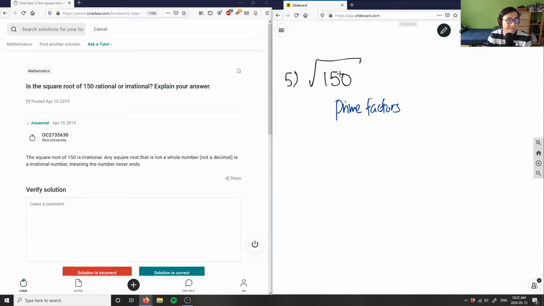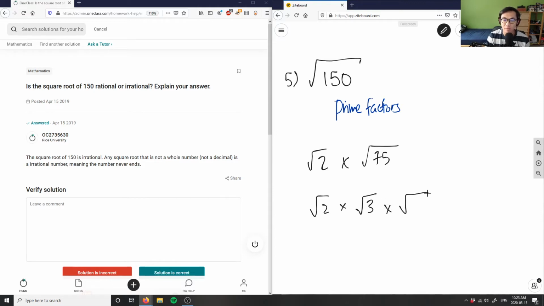So 150, I know it's an even number. I'm going to take out a 2 here, right? So I take out a 2. I'm going to divide this number by 2. So 150 divided by 2 is, I believe, 75. And then with 75, I can break this down even more, right? So again, I know that I have root 2 first. Root 75 here is not even, so I can't take out a 2 anymore. But I know it's divisible by 3, right? So I'm going to take out a root 3 here.